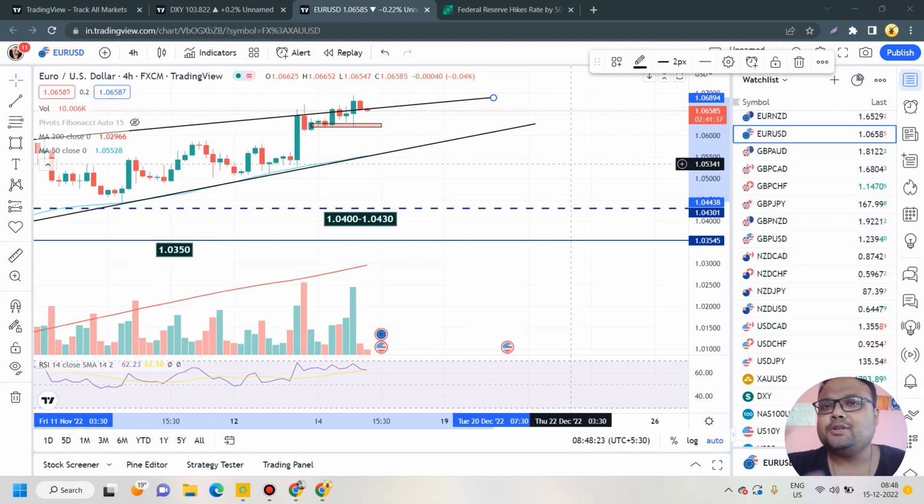As a result, do not take any buy or sell position right now. If you're holding any position, then you can stay in the trade. But if you're looking for a fresh position, then I think you should wait for some time so that you can understand what is about to happen, because we don't have any clarity.